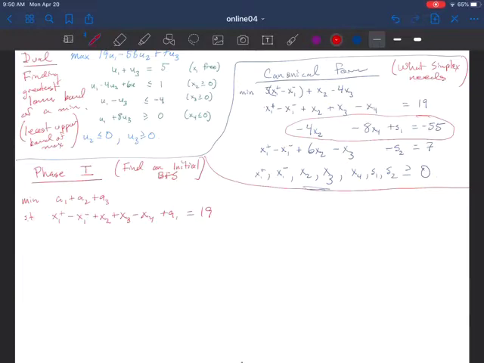Note that that is not possible in the canonical form, right? This is the whole point. We're adding an artificial variable to create a feasible point. That's also a basic solution.